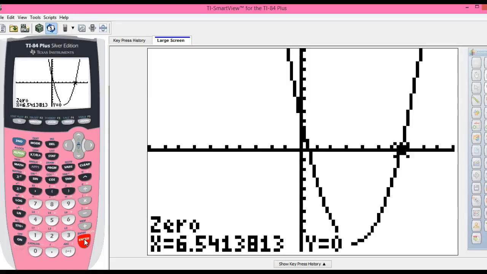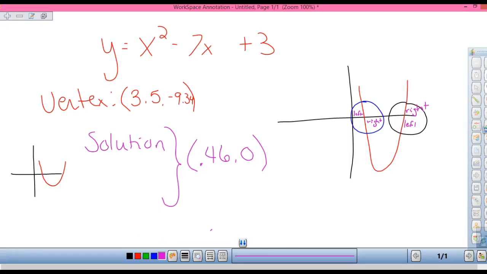And now this time, what is it? 6.54, okay? Because we're going to the nearest hundredth, right, Jackie? Comma 0. And those are my two solutions.